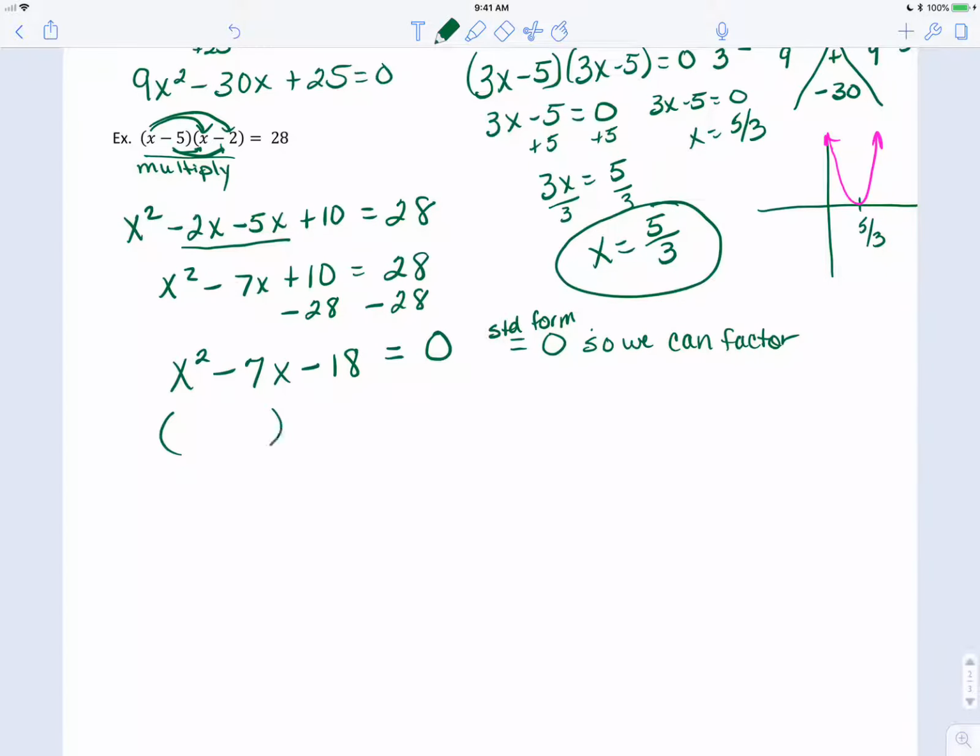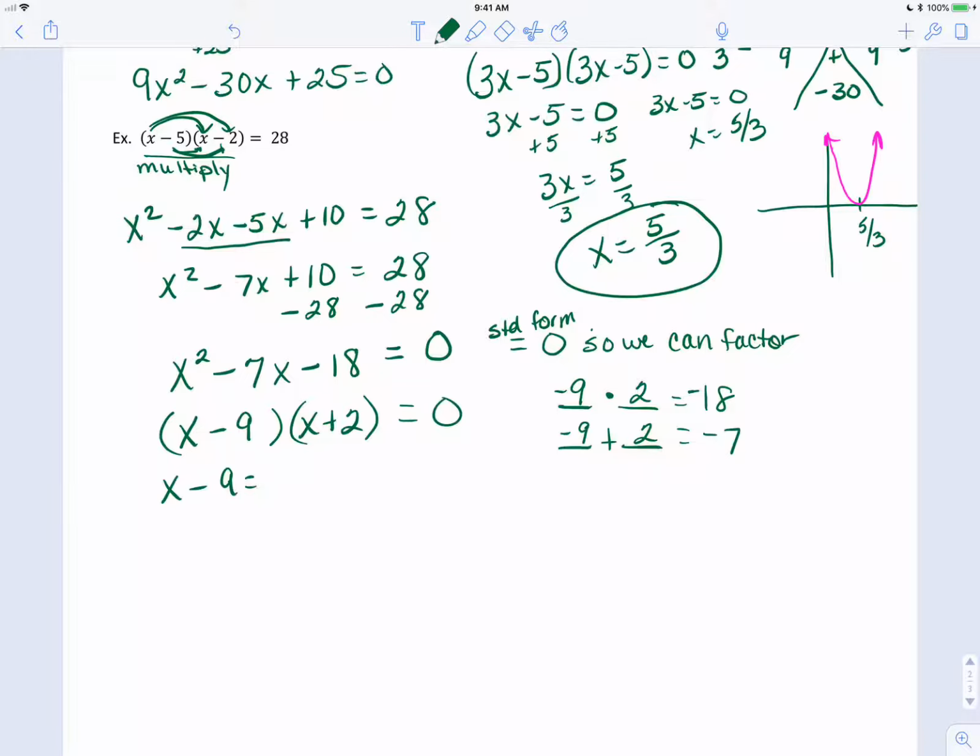All right, so let's think about what times what is negative 18 that adds up to be negative 7. Well, I think negative 9 times 2. Oh, that makes negative 18, right? So negative 9 times 2 is negative 18, and negative 9 plus 2 is negative 7. So we've got x minus 9, x plus 2 as our factors.